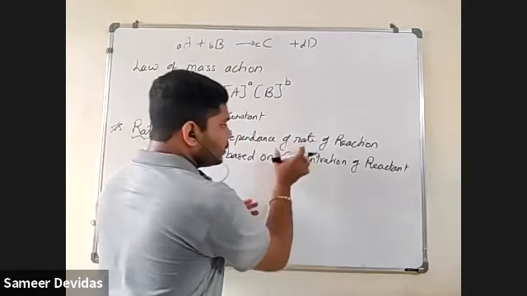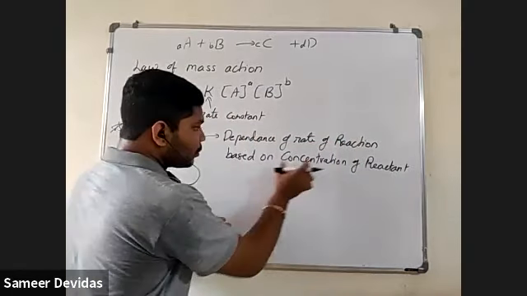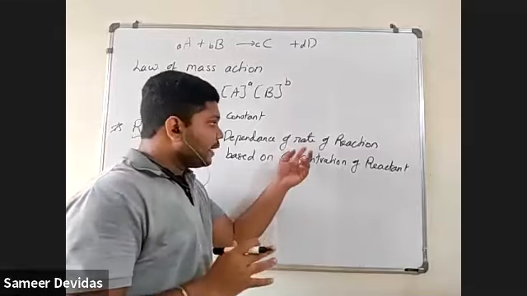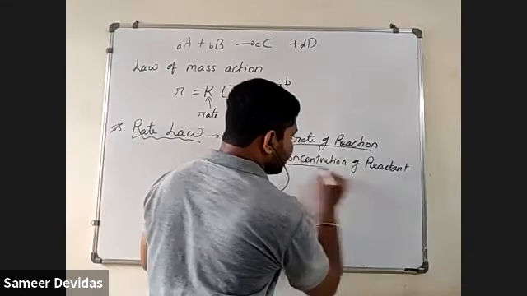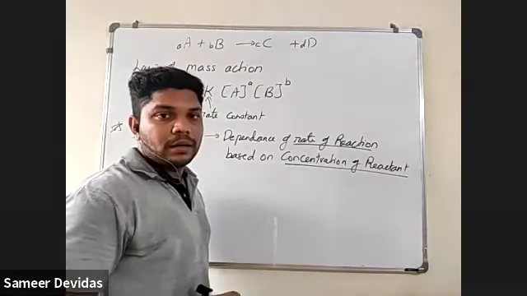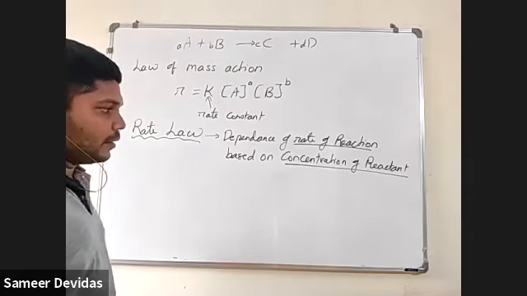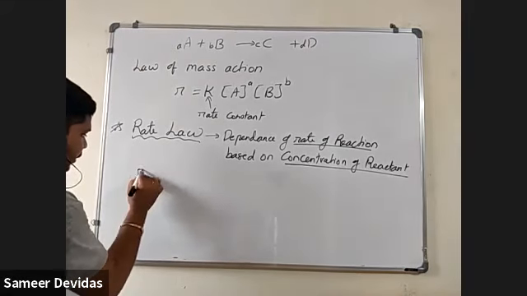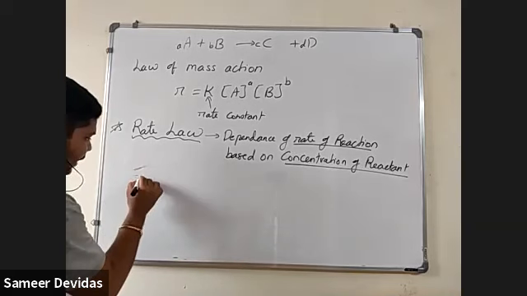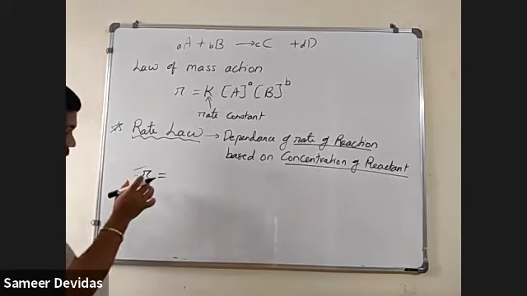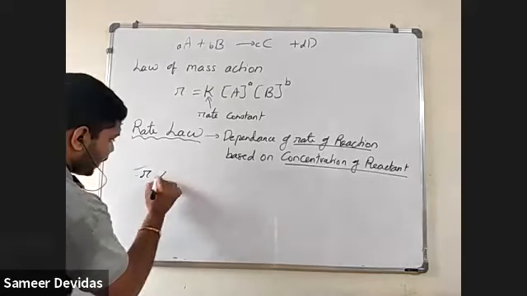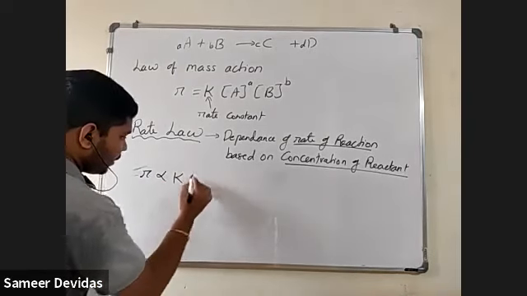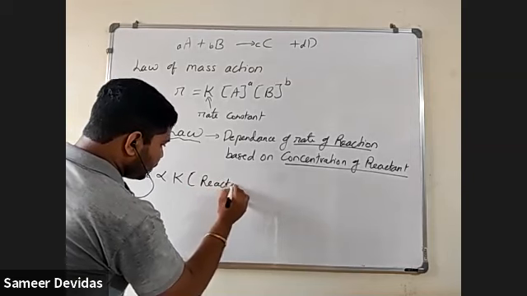So what are we finding in rate law? It is the dependence of the rate of reaction on the concentration of a reactant. So the rate of a reaction directly depends on the concentration of reactant. Usually the rate we write as R, small r, remember this. So R is directly proportional to the concentration of reactant.